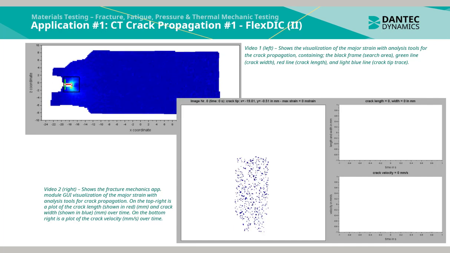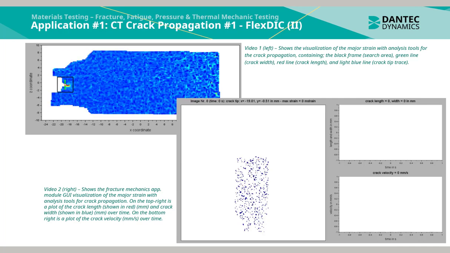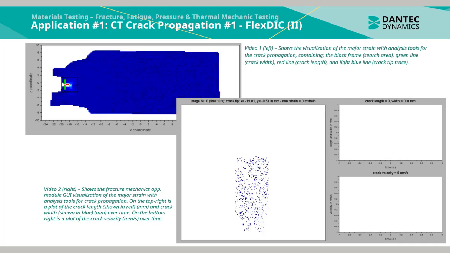In video 1 to the left, the visualization of the major strain with analyst tools for the crack propagation can be seen. It contains the black frame, which is the search area, the green line, which is the crack width, the red line, the crack length, and the light blue line, which is the crack tip trace.